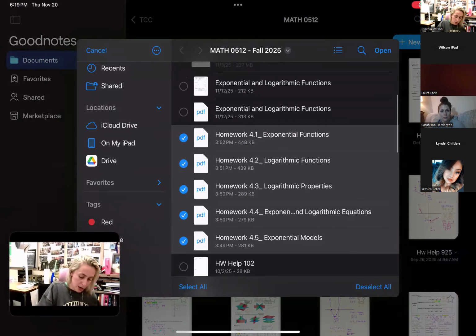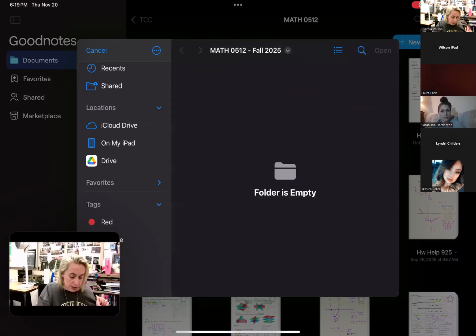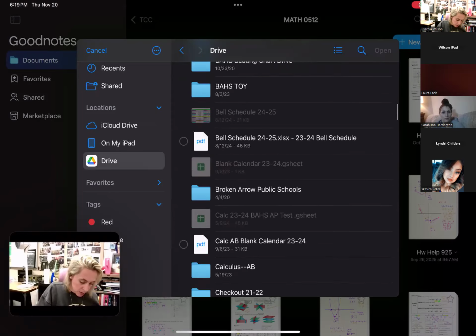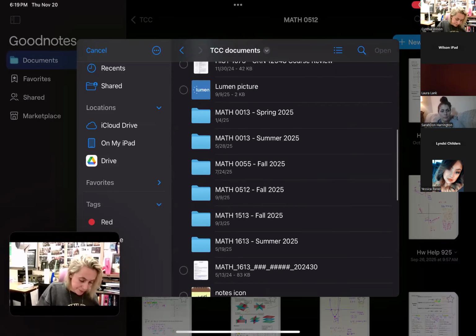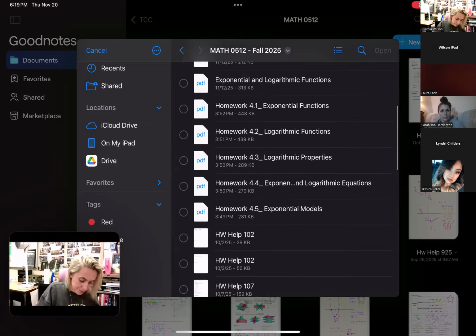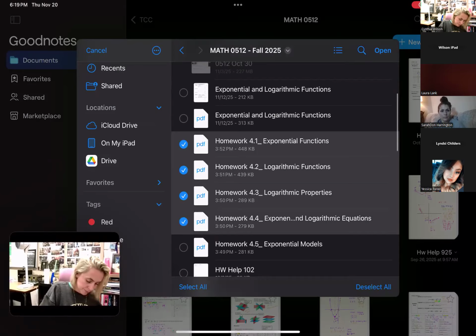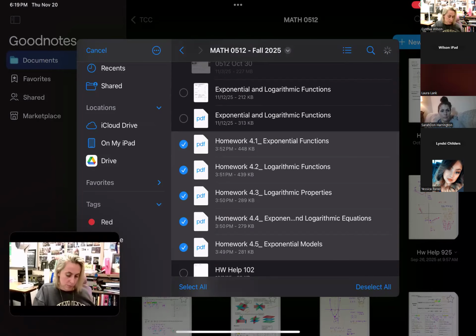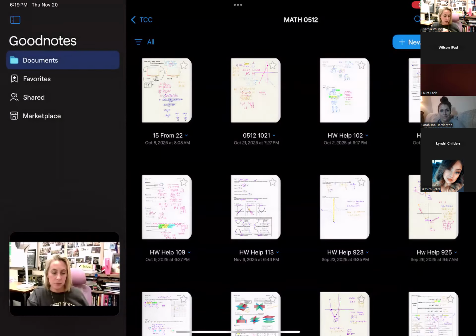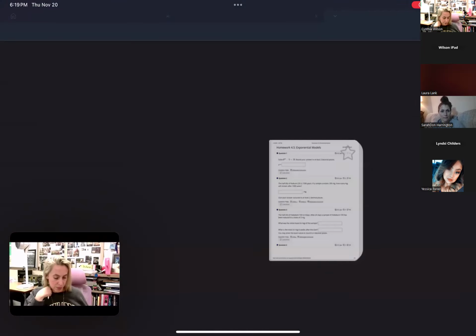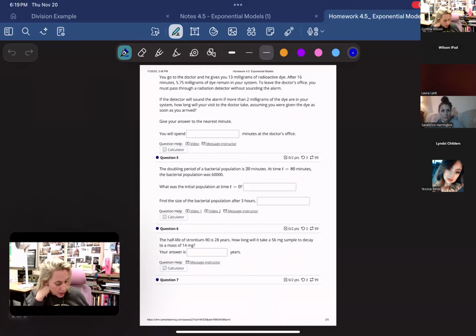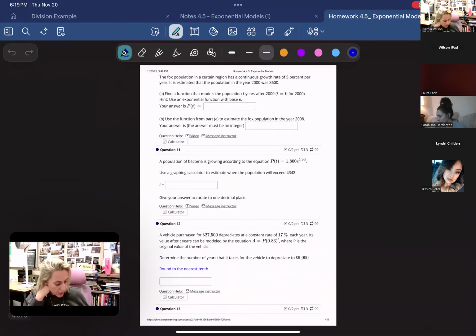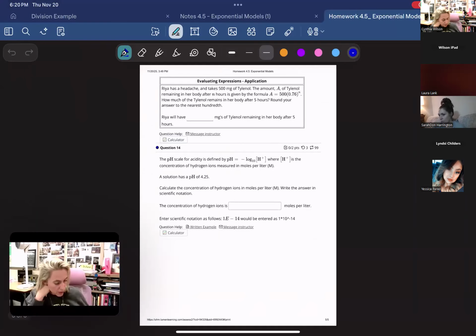I actually found a way to get all the homework in as PDFs. Things I'm learning. That folder is not empty. It takes forever to load. There it goes. Okay, so I actually do want to look at, let's see, not that one. Not that one either. This one at the end.